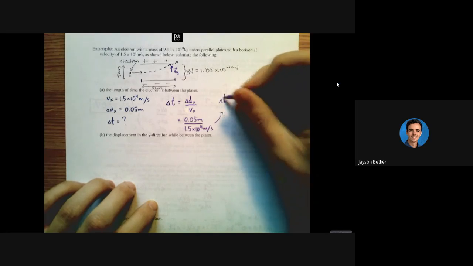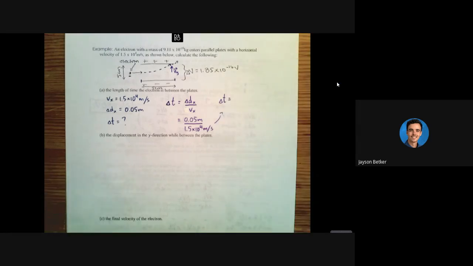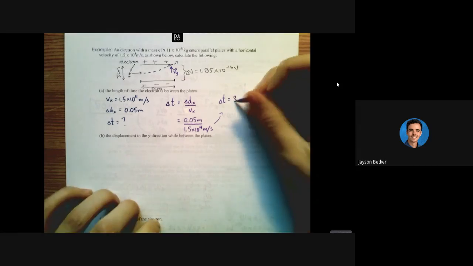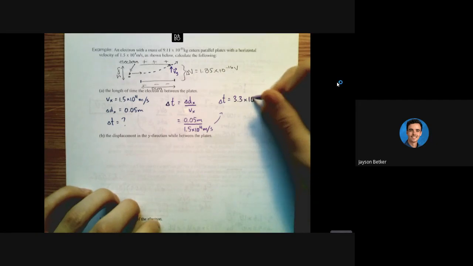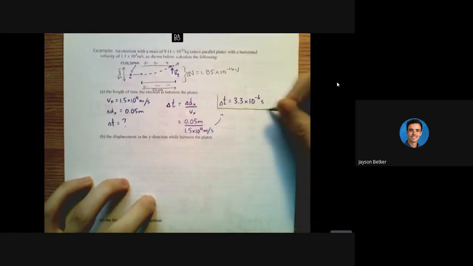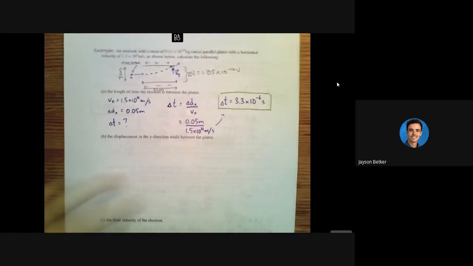So delta t is going to be equal to, if I plug that in my calculator, 3.3 times 10 to the negative 6 seconds. It happens pretty fast. Okay, there we go.